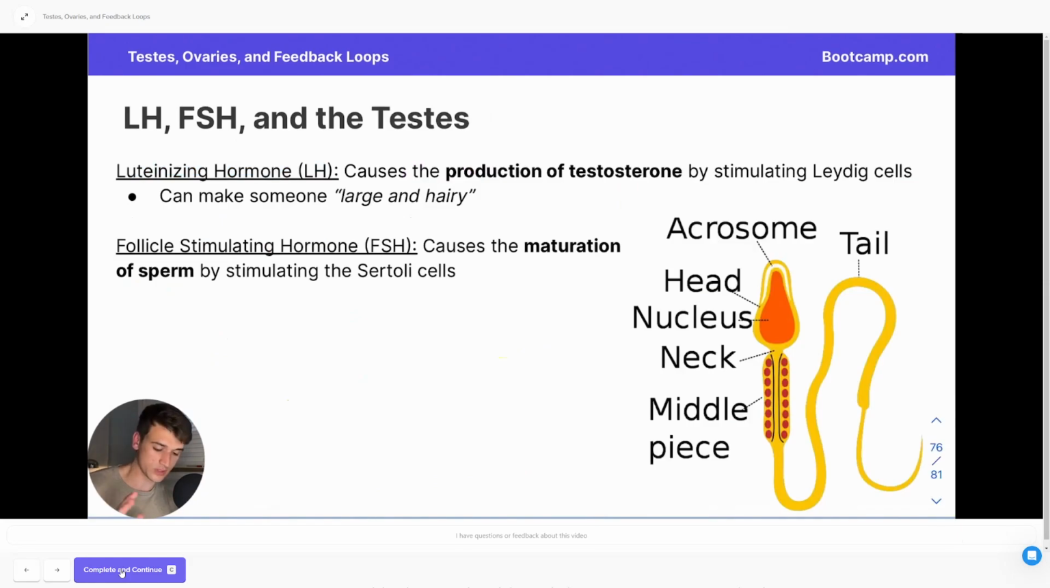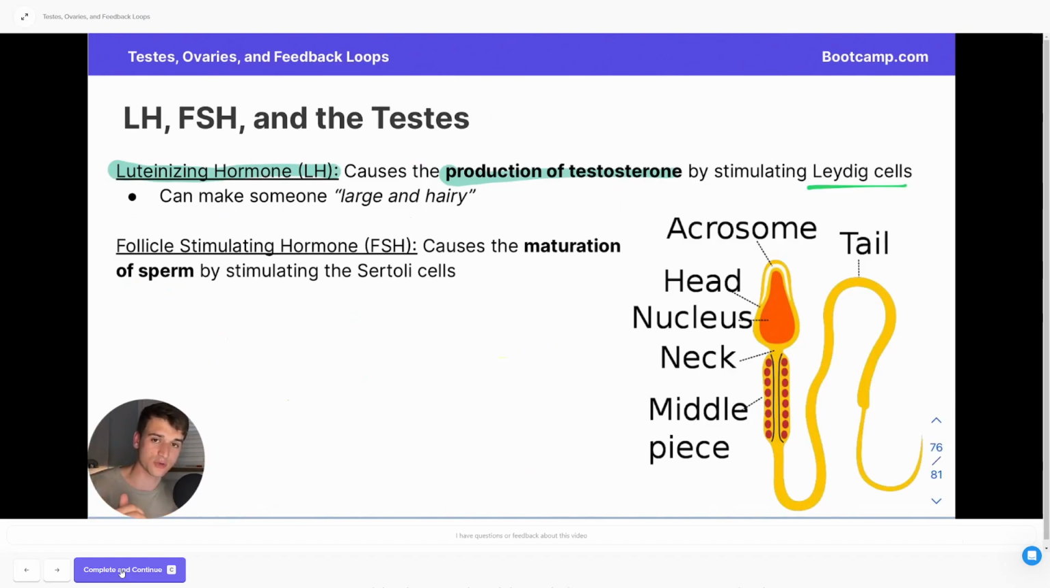Now in the testes, let's go ahead and begin with luteinizing hormone. When we see stimulation of the testes by luteinizing hormone, the main thing that we can think of is the production of testosterone. And this is a process that occurs in a specific type of cell in the testes known as the Leydig cell. So, are there any quick and easy ways to remember that luteinizing hormone causes the production of testosterone? Of course. Remember that luteinizing hormone can be shortened to LH, and testosterone is capable of making someone large and hairy, which also can be shortened to LH. So luteinizing hormone, LH, can make someone large and hairy.